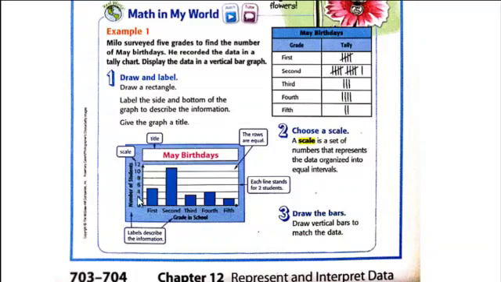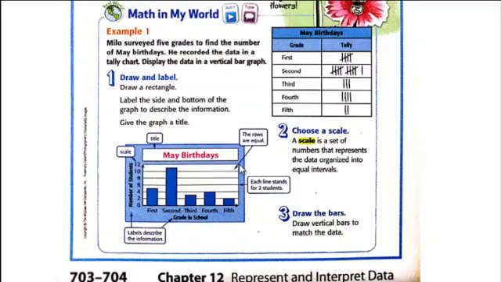A scale is a set of numbers that represents the data organized into equal intervals. It starts with the least number, 0, to the greatest number in this tally chart, 12. These labels describe the information. Each line stands for 2 students.